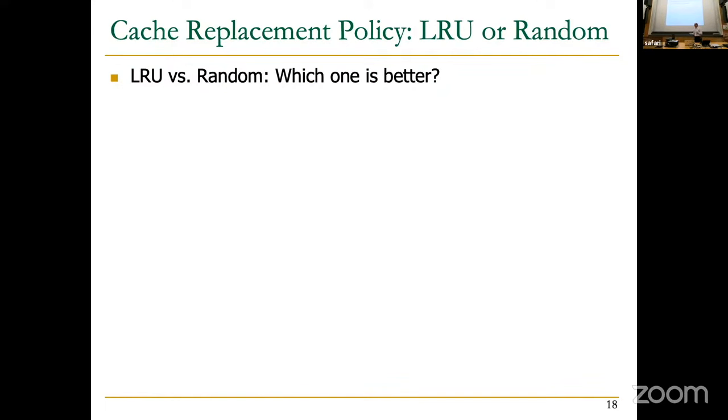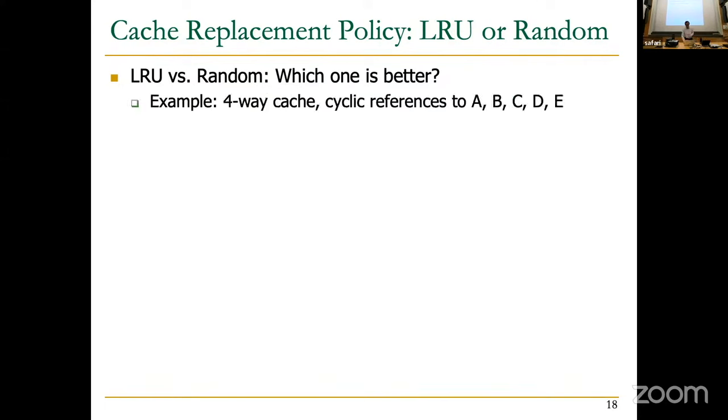You have LRU, which you can call principled, right? Because it's based on some principle, some anticipation that whatever you're going to access right now is going to be accessed next. But then there's another approach, which is random. You randomly pick something to evict. You can say maybe random is not principled, it's just random, right? But random could be principled depending on the access pattern. So which one's better? Let's take a look at an example.